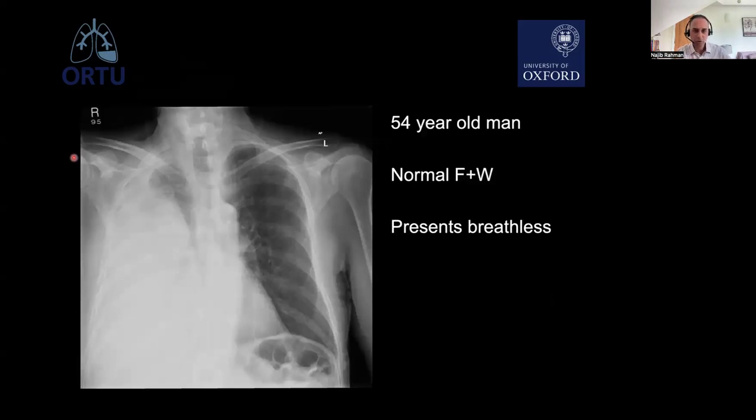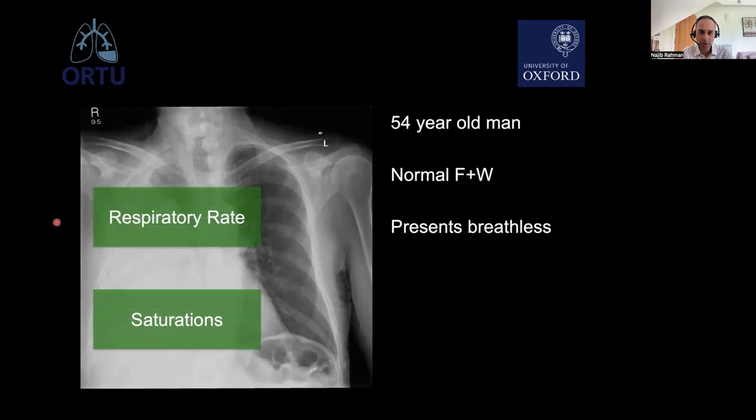Our next case, a 54-year-old man, he's fit and well, he presents breathless, obviously with a very large pleural effusion. But the question is, what would you predict the respiratory rate would be, and what would you predict the oxygen saturations would be? And this again is an important practice point. So in fact, we would predict the respiratory rate would be high because the weight of the effusion is causing tachypnea, but we would expect the saturations to be not quite normal, but at least up there and fairly normal.